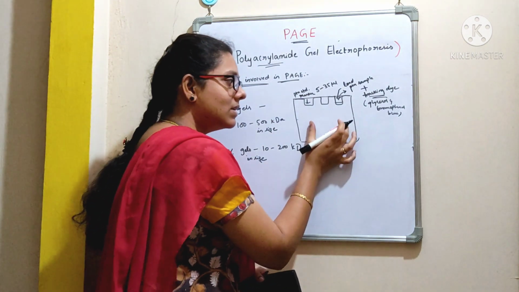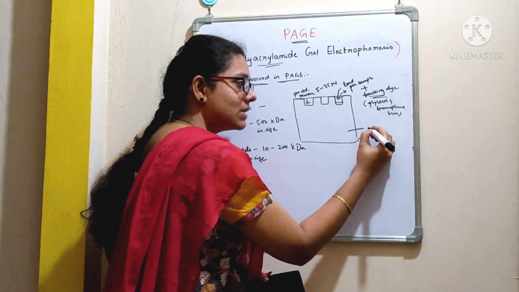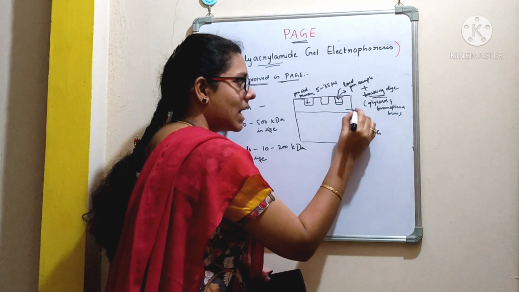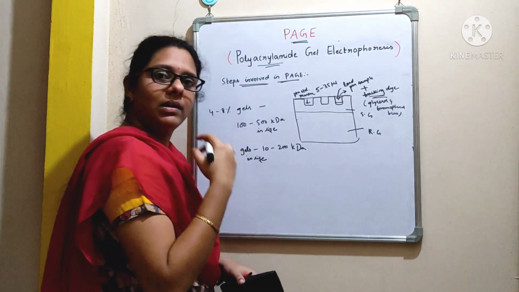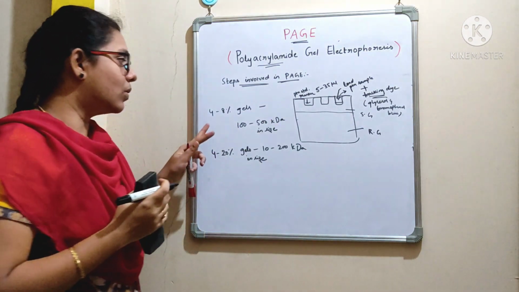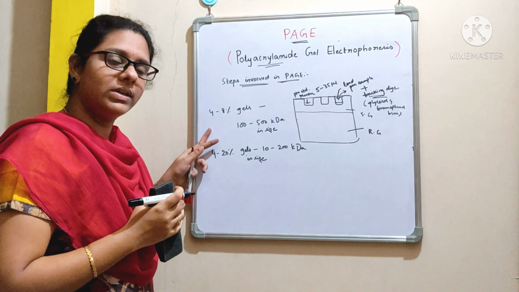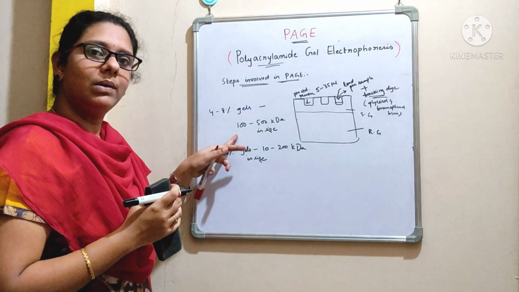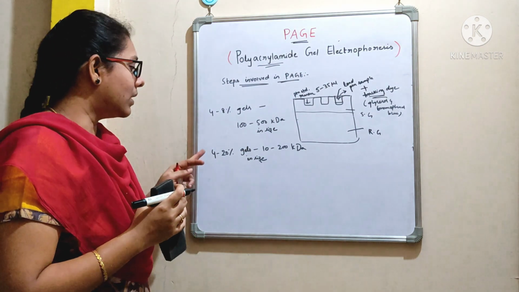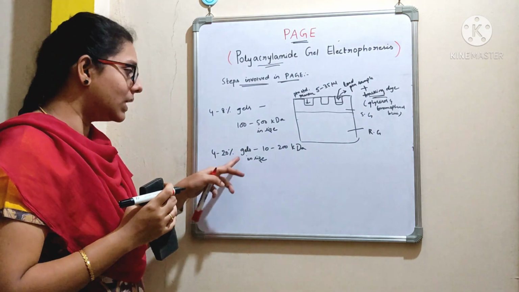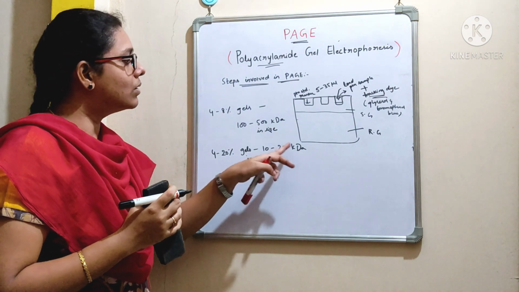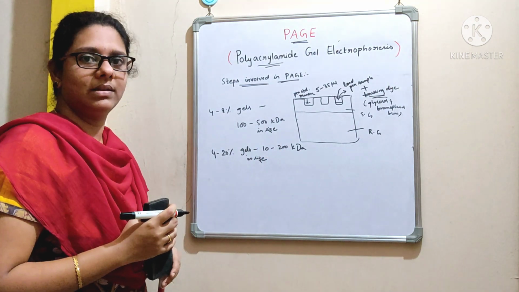In this gel you have two types, the resolving gel and the stacking gel, and you can choose the percentage based on your choice. If you go with 4 to 8% gels, you can separate proteins of 100 to 500 kilodaltons in size. And if you go with 4 to 20% gels, you can separate proteins of 100 to 200 kilodaltons in size.